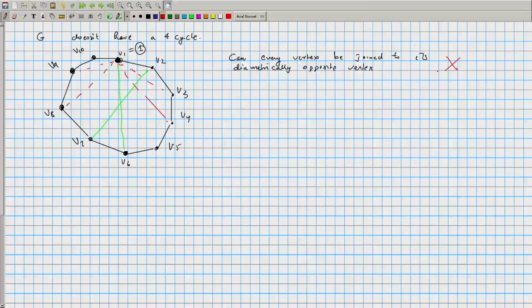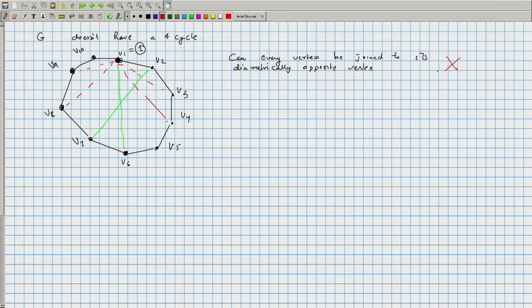So, there is at least one vertex which is not joined to its diametrically opposite vertex. Okay. So, we may assume without loss of generality that that one vertex is V1. So, we may assume that V1 is joined to one of V5 and V7, and these are symmetry cases. So, we will just say that V1 is connected to V5. Okay. So, we can assume without loss of generality that V1, V5 is an edge in the graph.